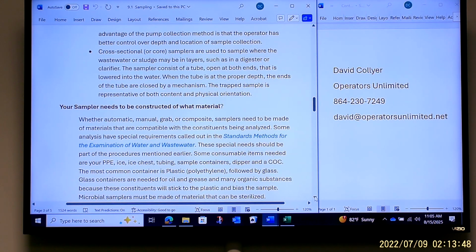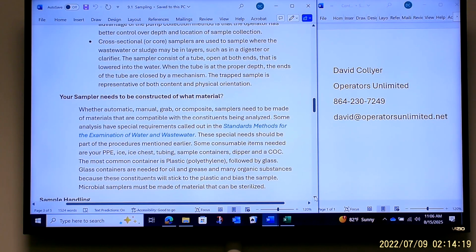A cross-sectional or core sampler is used to sample when the wastewater or sludge may be in layers, such as in a digester or a clarifier. The sampler consists of a tube open on both ends that is lowered into the water. When the tube is at the proper depth, the ends of the tube are closed by a mechanism. The trapped sample is representative of both content and physical orientation.